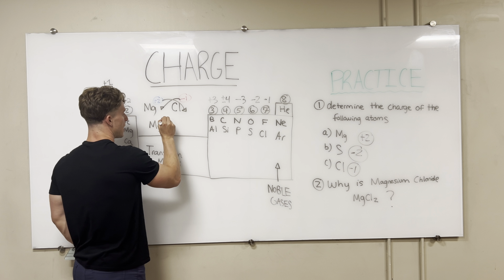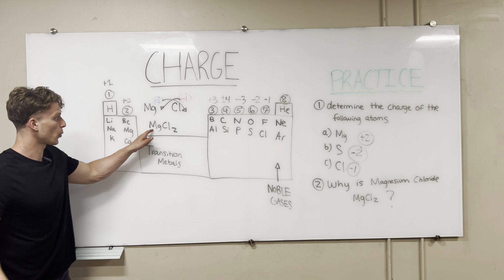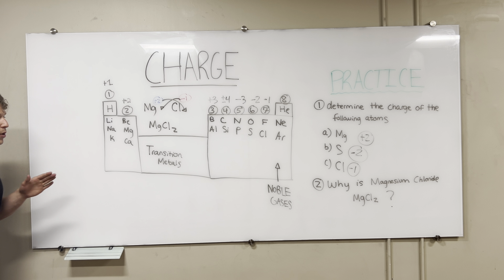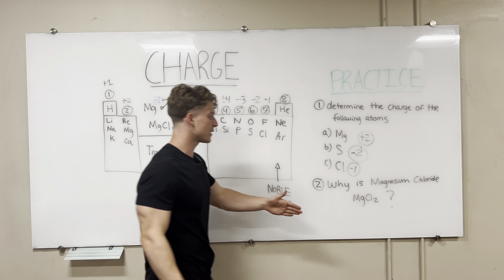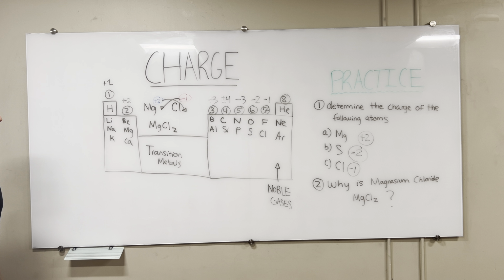So this is MgCl2 because of that +2 charge that we're going to give to chlorine, right? So it's really important that you understand why these things have the charge they do and why it's written the way it is based on the charge it has on the periodic table.